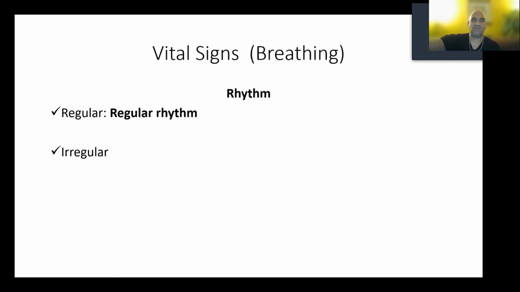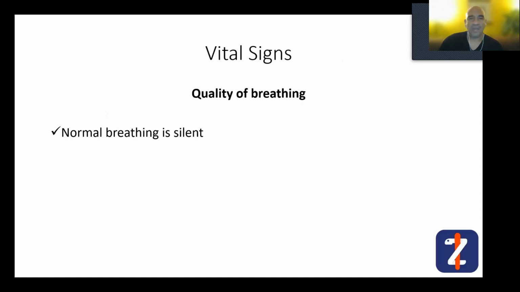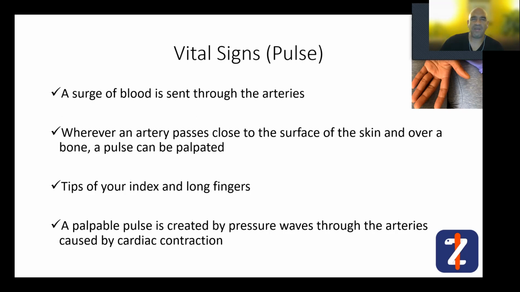Rhythm, so there is a rhythm going on. So there can be a regular boom, boom, boom, boom. Then we have the irregular. The irregular one is called Cheyne-Stokes respiration. Very, very interesting irregular patterns there. Then we have the quality. What is the quality? Is it silent, effortless? Is it shallow? All right. Is it normal? This is where we're going to check that breathing, the quality.